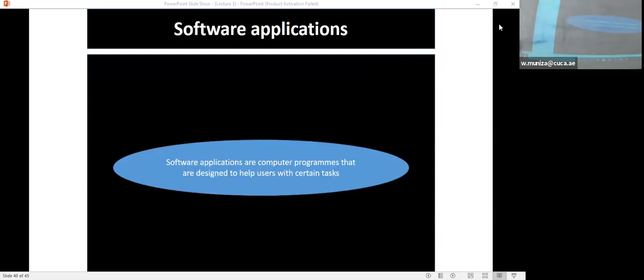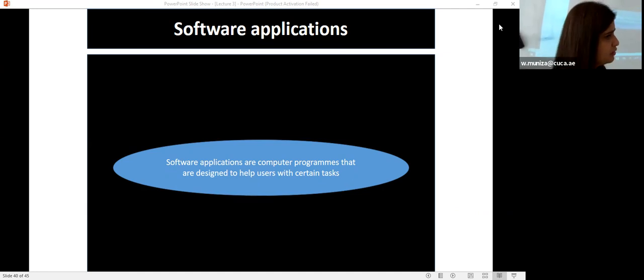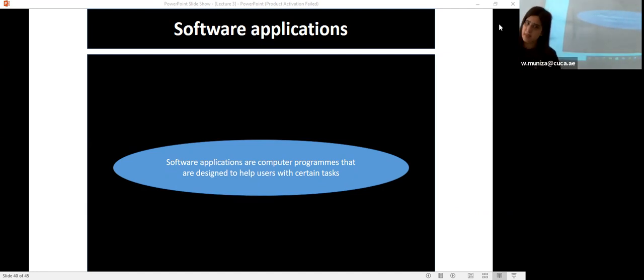Okay, now students, the next topic is software applications. What are software applications? Simply, they are the applications used in the information systems of the organization to make work easier. In your mobile phone also, you install many applications so that your work becomes easier, or whatever you want to do, you can do with the help of those applications. Software applications are computer programs designed to help users with certain tasks, and they are used to perform different tasks in an easy and more appropriate manner in the organization.